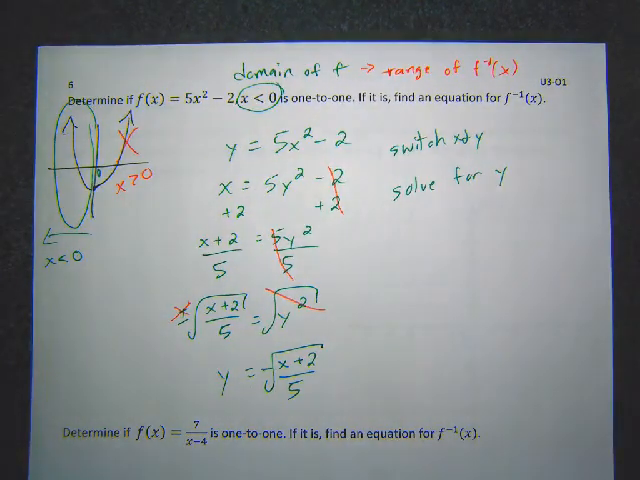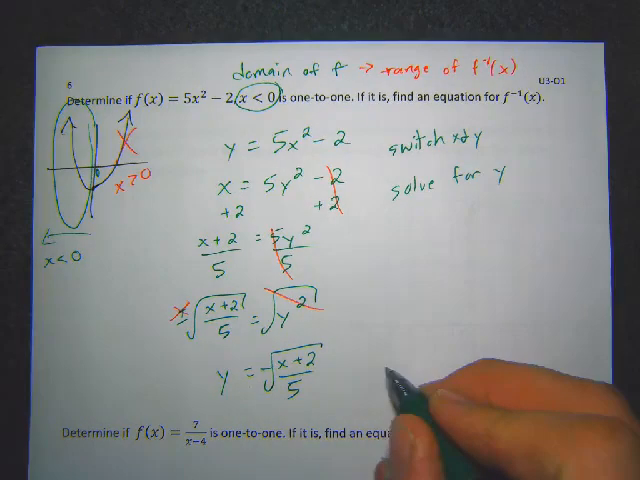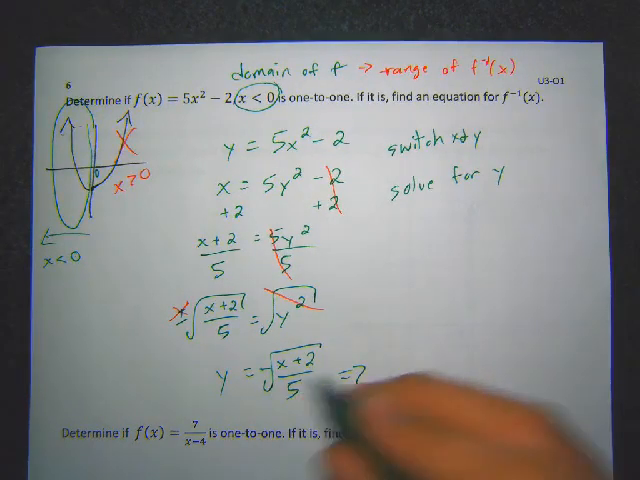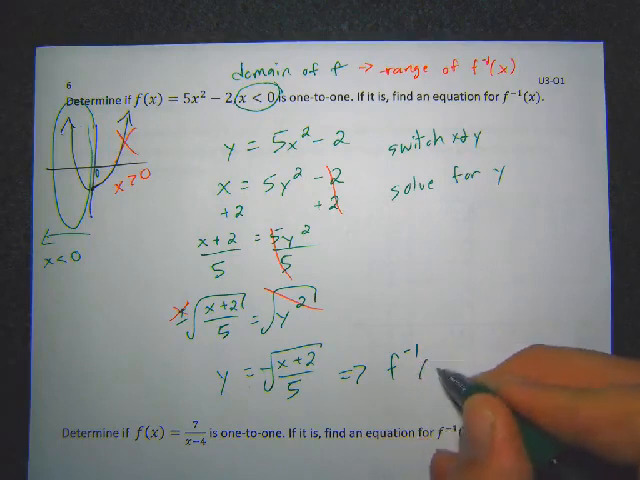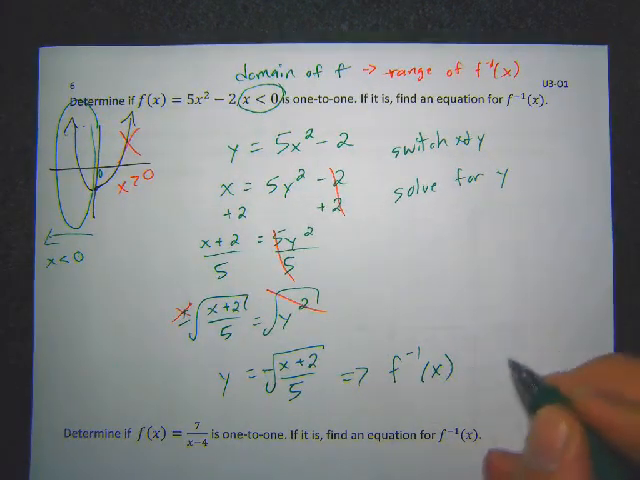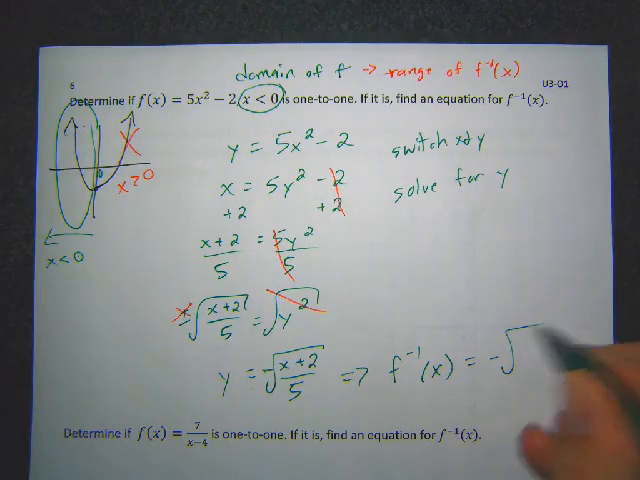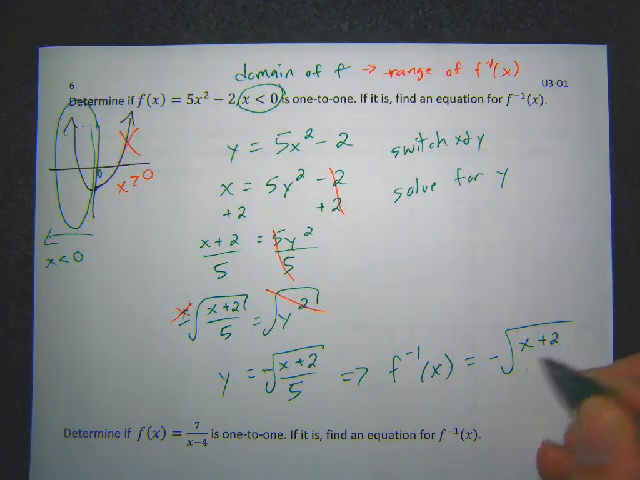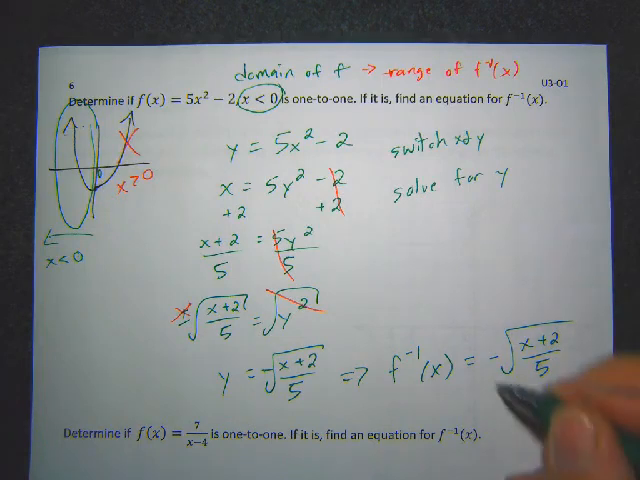Last thing we're going to do is rewrite this as an inverse, because we always want to have the proper notation. So this is f inverse of x, saying that's a function that's the opposite of that function. And the inverse function is negative square root of x plus 2 over 5. That is the inverse function.